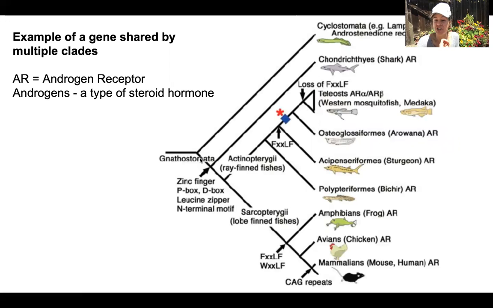Here, just showing one gene shared across many clades. And this is an androgen receptor, part of a steroid hormone that's involved in sexual differentiation, but just showing fish, mammals, birds, all have the same gene and the same receptor.